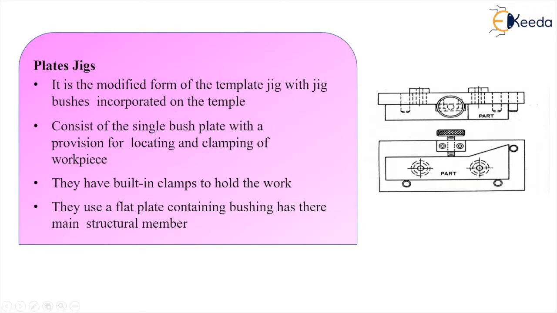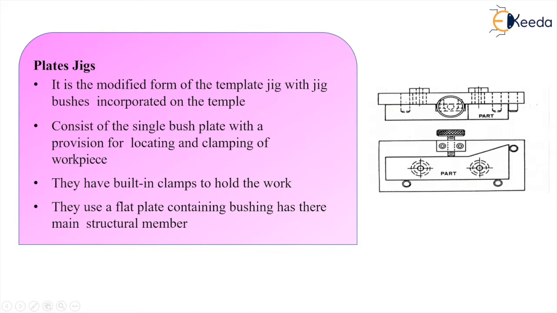Next, here we have the plate jig. This is an improvement over the template jig we just discussed. A plate jig is a template jig with added clamping arrangements. We have the clamping arrangement here. This is modified over the template jig with the jig bushes and the clamping arrangement. It consists of a single bush plate with the provision of locating and clamping of the workpiece.